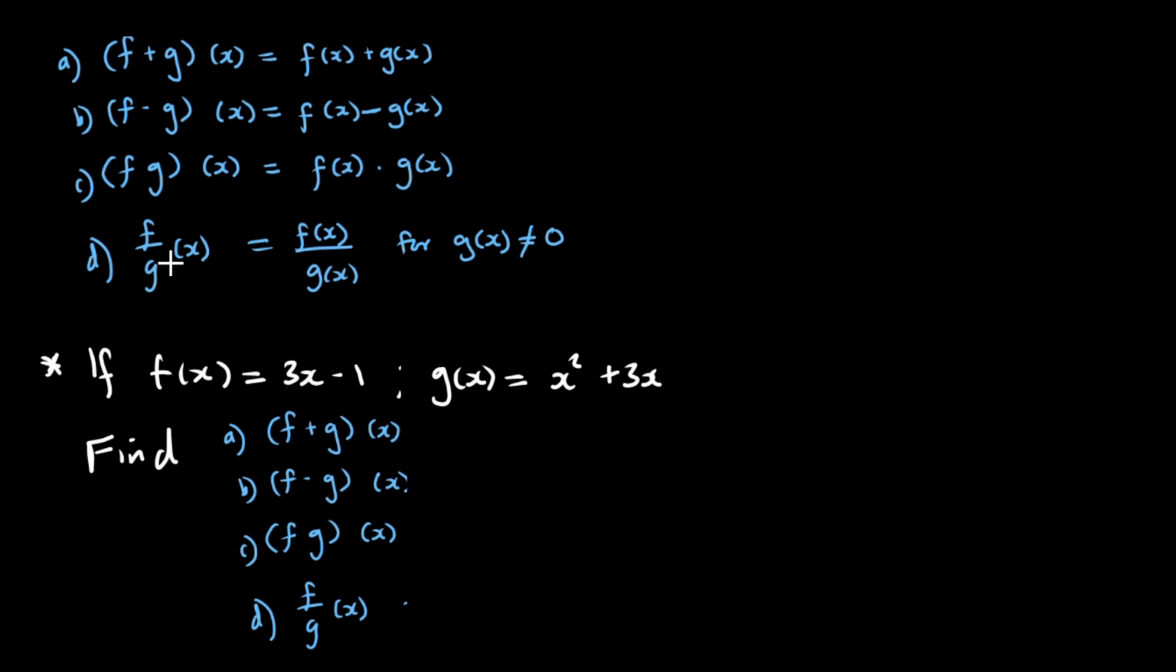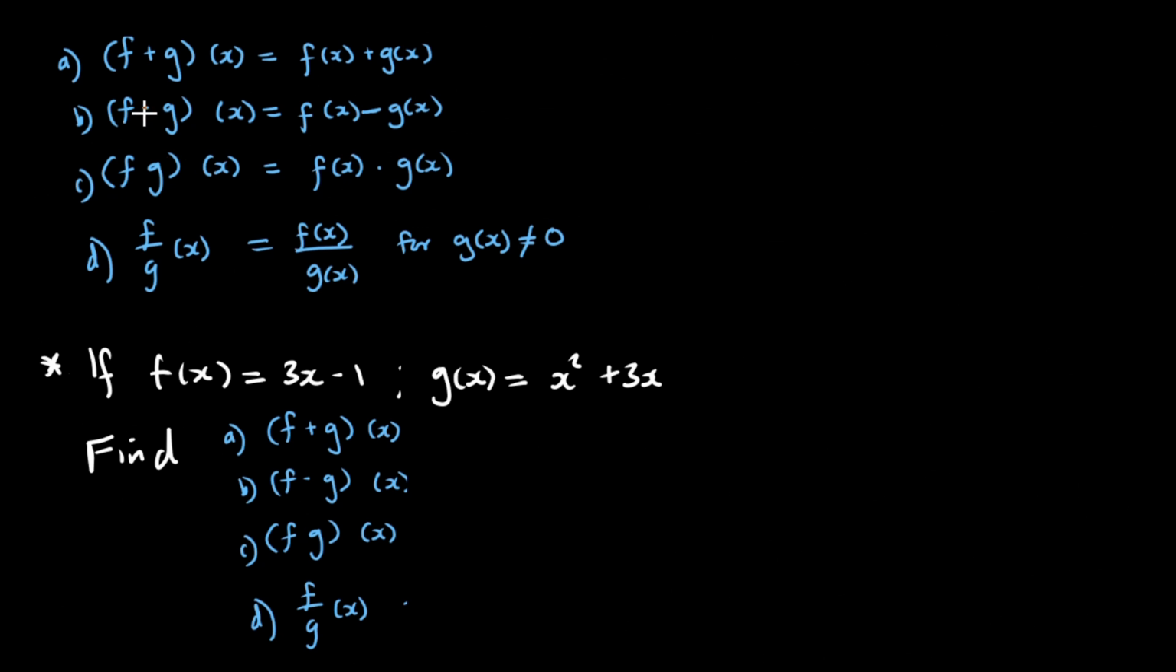Okay, let's look at a different type of question. If f of x is equal to 3x minus 1, g of x is equal to x squared plus 3x, then find f plus g of x. When you are given this, you need to understand that we can just say this is f of x plus g of x. This one is f of x multiplied by g of x.